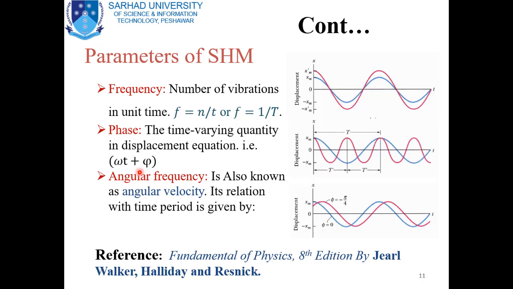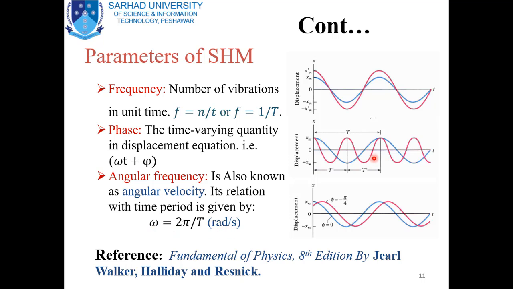The next parameter is the angular frequency, which is also called the angular velocity. The angular frequency is denoted by omega and can be related with the time period of the object as omega is equal to 2 pi by T, where radian per second is the SI unit of omega.